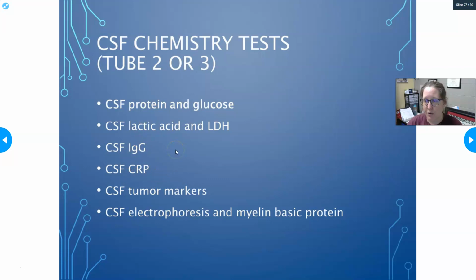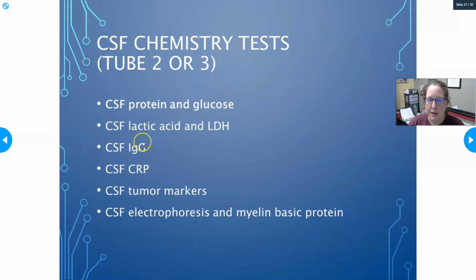CRP is a general indicator of inflammation. IgG just means antibody production in the central nervous system, so that could mean autoimmune, but it also could mean an infection. And then lactic acid and LDH would indicate anaerobic metabolism. LDH can be increased with destruction, and it's in pretty much all the cells, so LDH is kind of non-specific.